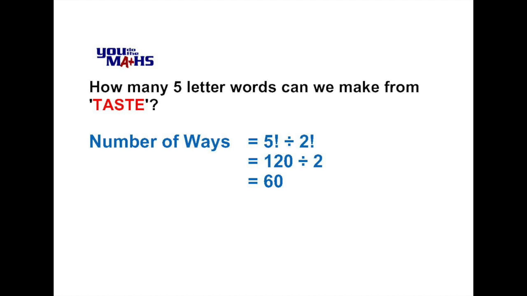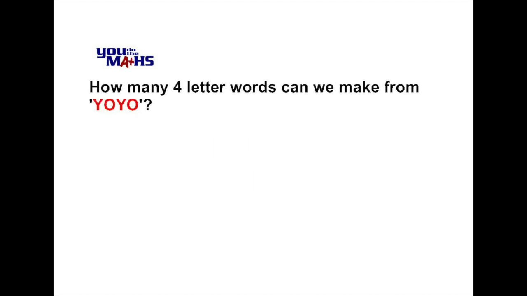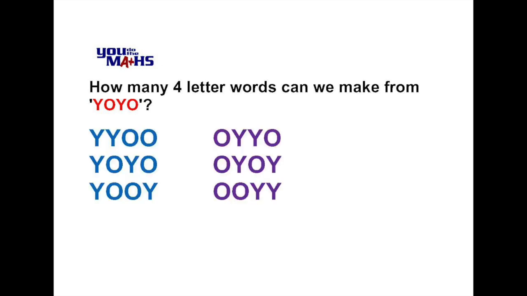Let's have a look at another example where there's not just one letter that's written down multiple times, but in this case 2. We want to work out how many 4-letter words we can make from the word "yo-yo". Let's first of all list them so we can see what would occur if we write down all the characters in different ways. We can see from our list that we've got 6 possibilities.